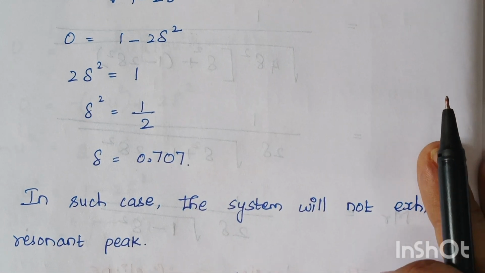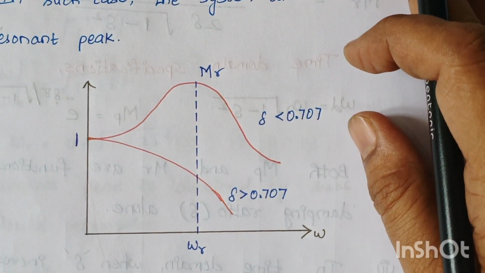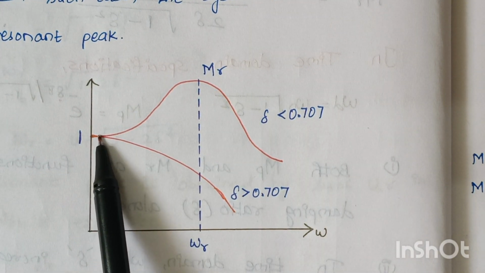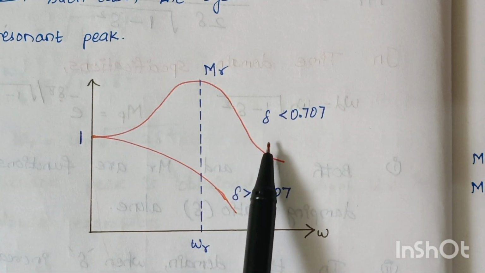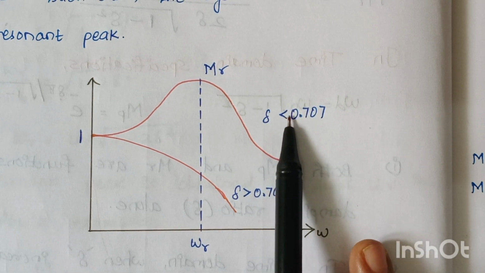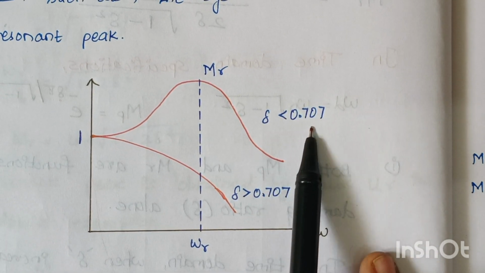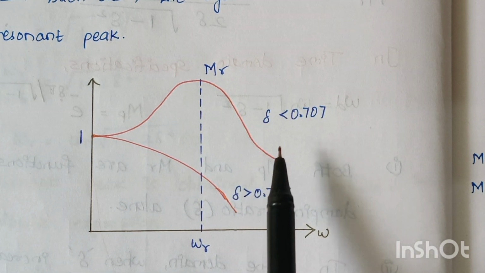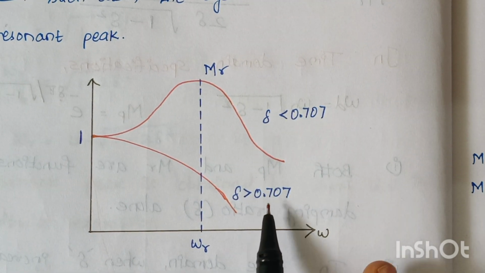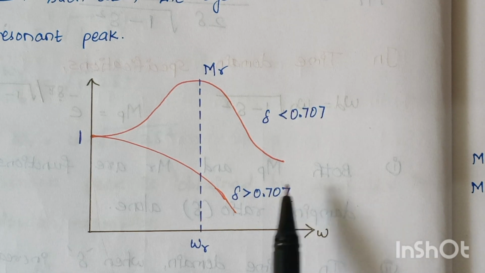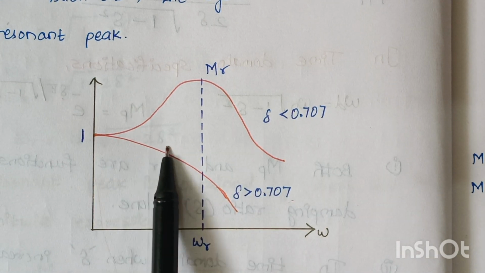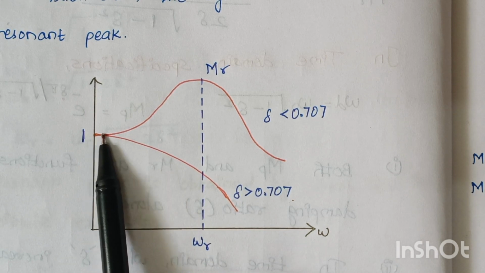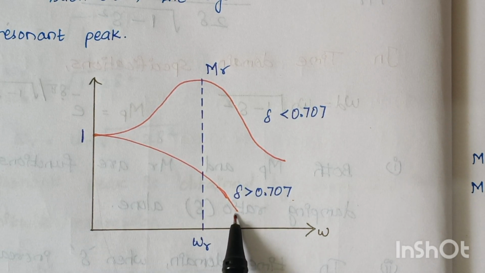So here, this is the typical diagram which explains that case. This is our resonant peak value. Whenever the value of zeta is less than 0.707, it reaches its peak value. But whenever the value of zeta is greater than 0.707, you see the curve is like this. There are no peak values; it simply slides down.